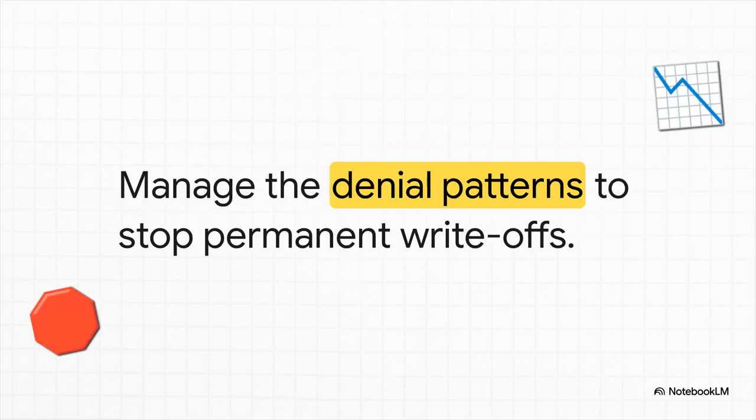Step 1. We have to stop treating the symptoms and start managing the denial patterns. We are going to build a solid fortress against those permanent write-offs by asking 5 very specific, concrete questions. And look, do not just ask your team if they are working denials. That tells you absolutely nothing. Ask them these specific questions instead.